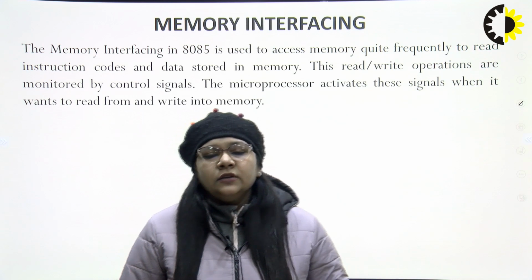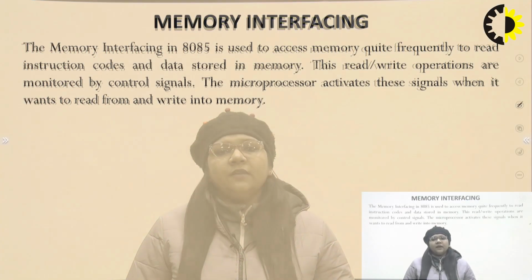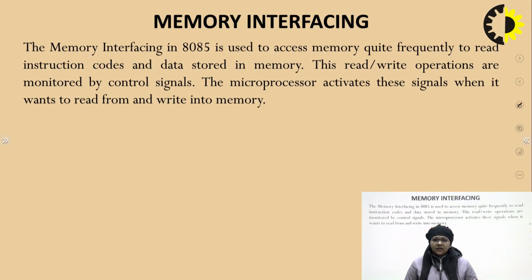So let's start. First of all, what is memory interfacing? When we have to interface the memory with the microprocessor, then interfacing is required. What is interfacing? Interfacing is basically a way of communicating. For example, the microprocessor wants to communicate with the memory. We have two types of memory here: one is ROM and one is RAM. These two memory chips will be used to interface with the microprocessor.